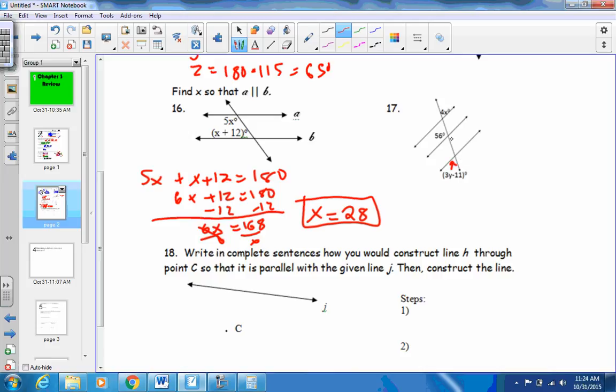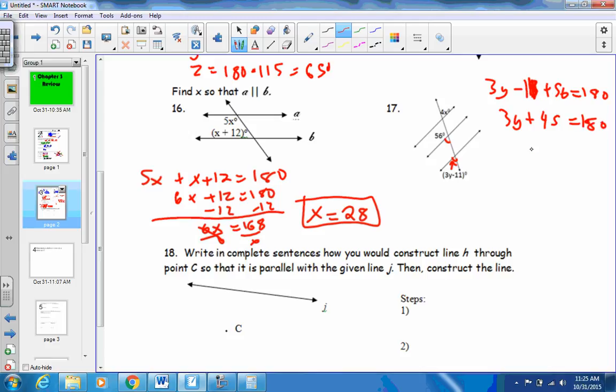So ultimately, if they're all parallel, we could figure out that 3y minus 11 plus 56 would be supplementary, because 3y minus 11 would have to be equal to this angle right here, and that's supplementary to that one. So we could say that 3y minus 11 plus 56 equals 180. Hopefully this will work out. So you have 3y plus 45 equals 180.